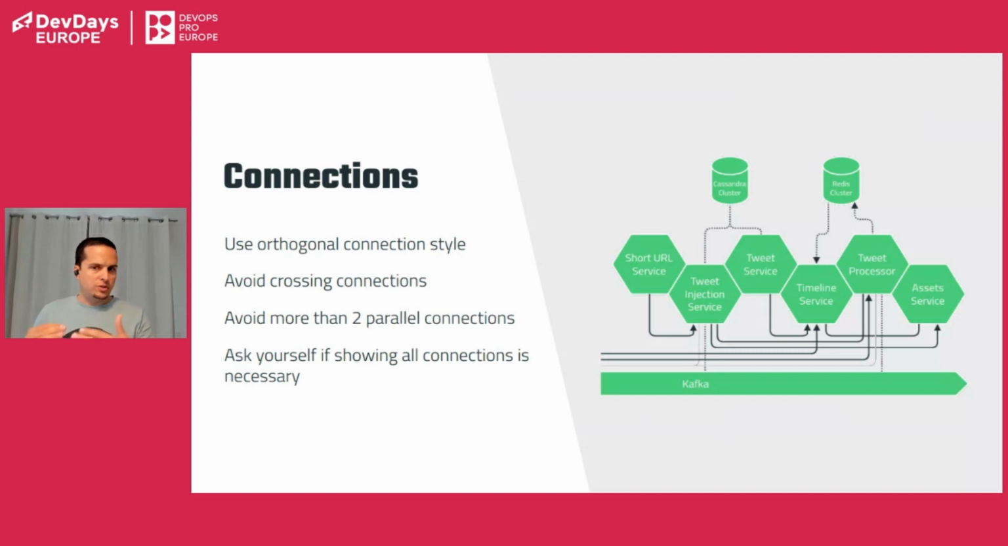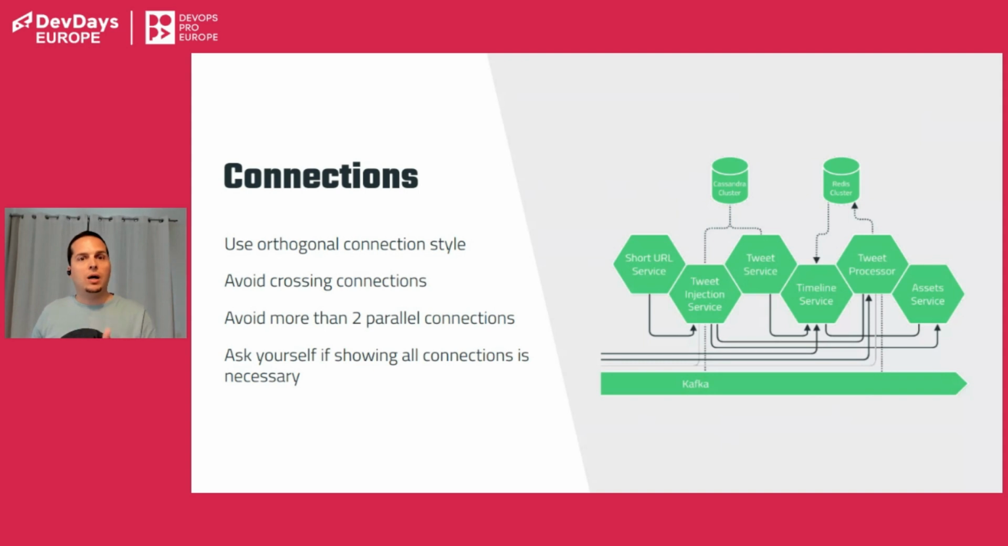Crossing connections are always very hard to understand, and parallel connections are even worse, like you can see on the right side. This is kind of a bad example. You need to ask yourself, is showing all the connections really necessary, or can you leave them out? Because if you have too many connections, or in general too much information in one diagram, then you're effectively hiding information because nobody can understand it anymore.